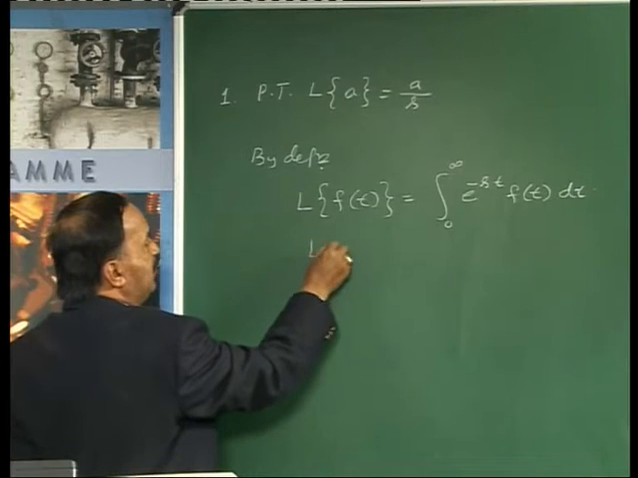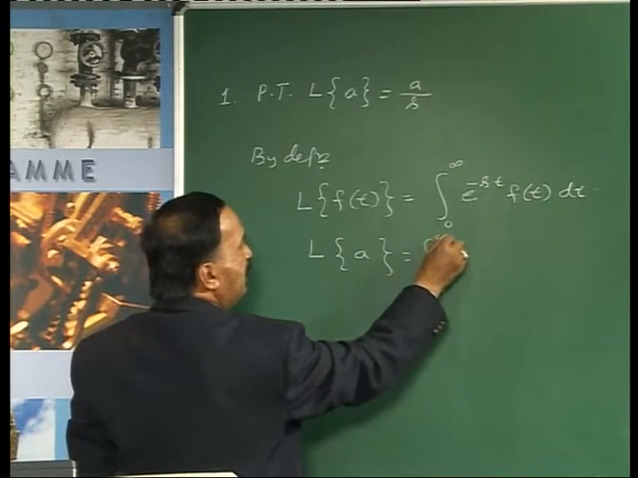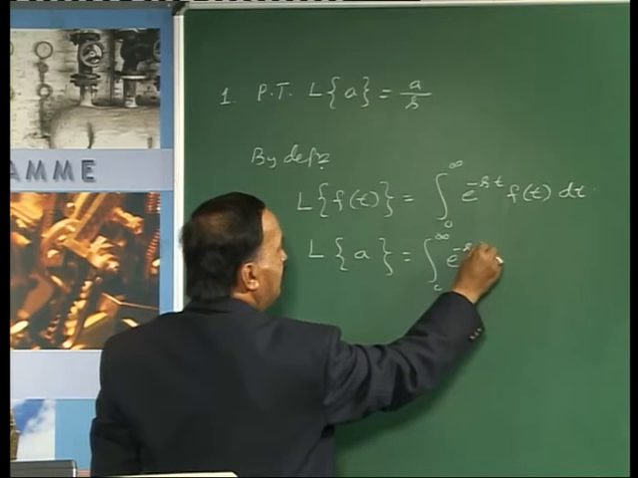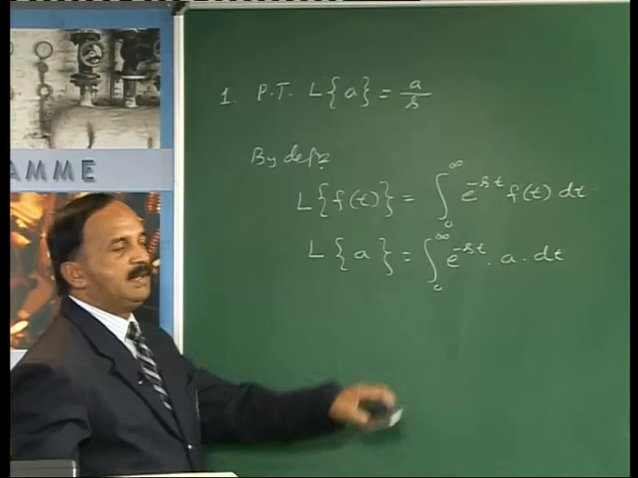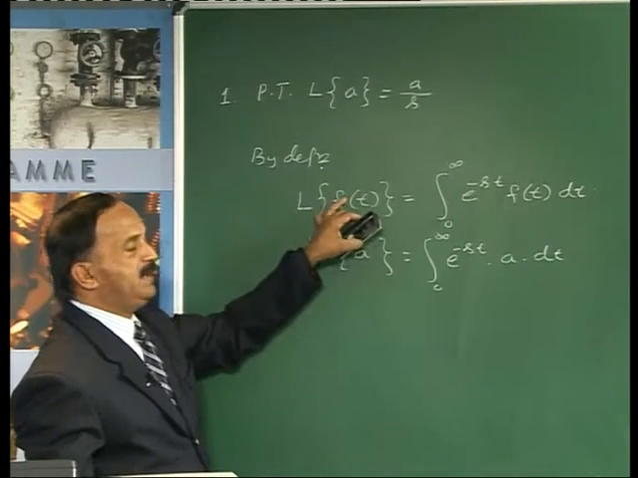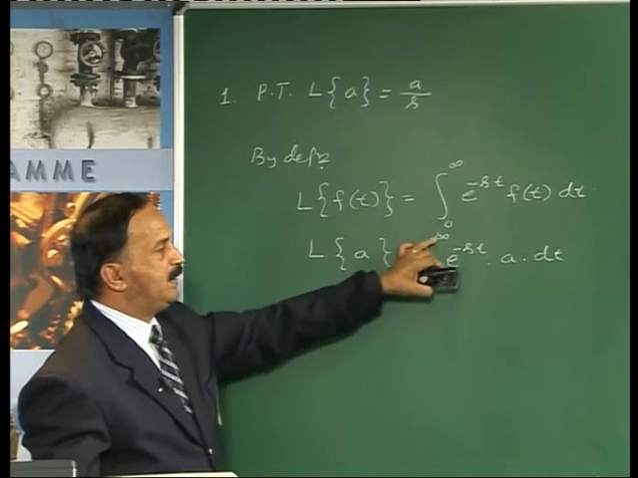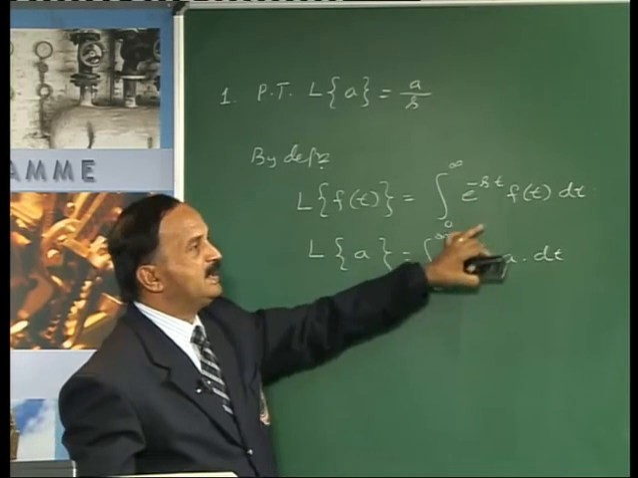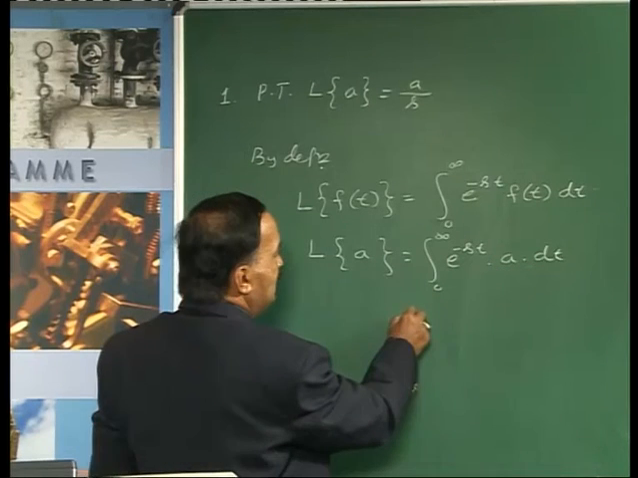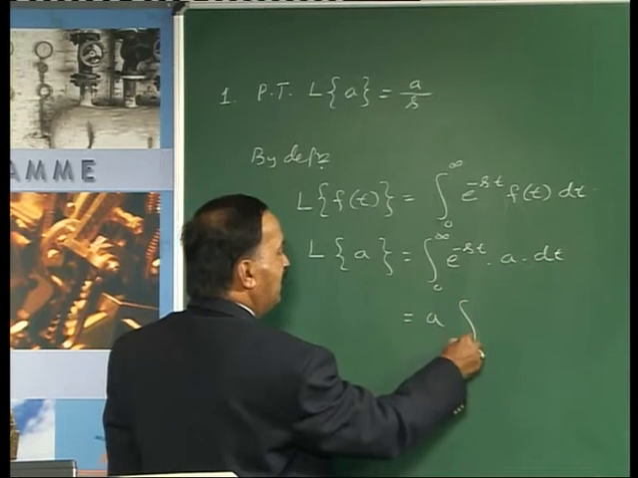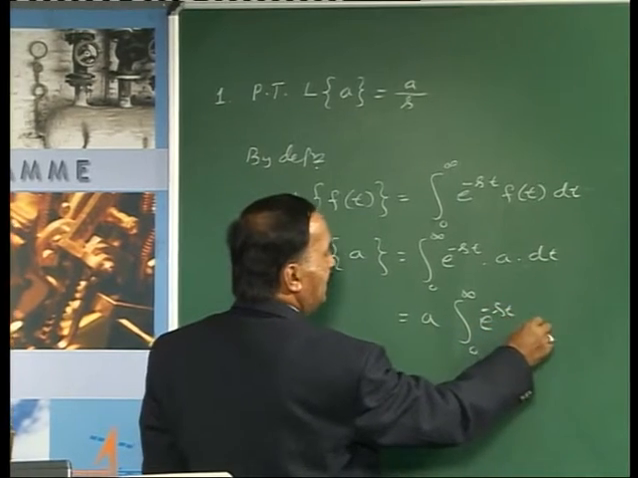Therefore L of a is equal to integral from 0 to infinity e to the power of minus st into a into dt. So we want here L of a. So in place of f of t, write a. That means L of a is equal to integral from 0 to infinity e to the power of minus st into a into dt. a is constant, we can take outside. The remaining is integral from 0 to infinity e to the power of minus st into dt.